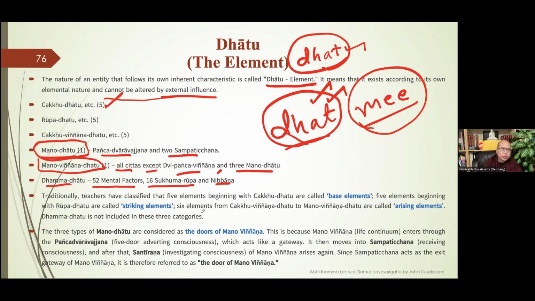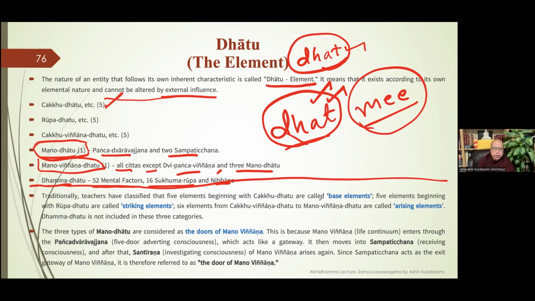Okay, so here Dhatu 2, many meditation masters explain this when they are about to start a meditation retreat. So here too, this explanation is very nice. Traditionally, teachers have classified the five elements beginning with Chakku Dhatu, Sota, Ghana, Jivha, Kaya as the base elements, and the five elements beginning with Rupa, Sadda, Gandha, Rasa, Photthabba as the striking elements. So Chakku is the base, and Rupa is a striking element.